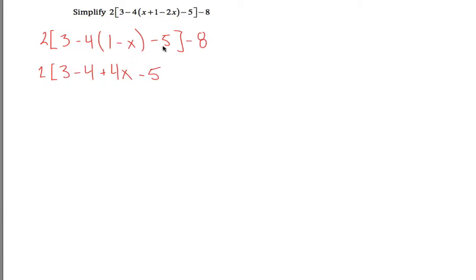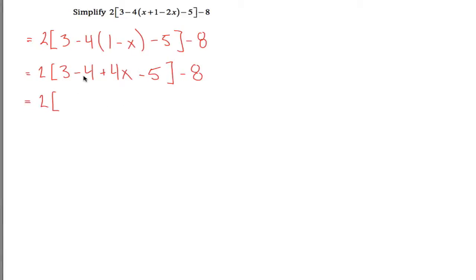Still have this -5. Note the -4 doesn't get distributed to the -5 because the -5 is not in the parentheses. Then I end my brackets and I have a -8. And now to finish this problem, all I have to do is get rid of the brackets so I can distribute this 2 on the outside into all the terms inside the brackets. However, rather than distribute the 2 to 4 separate terms, it might be easier to first combine like terms inside the brackets. So I'll do that.